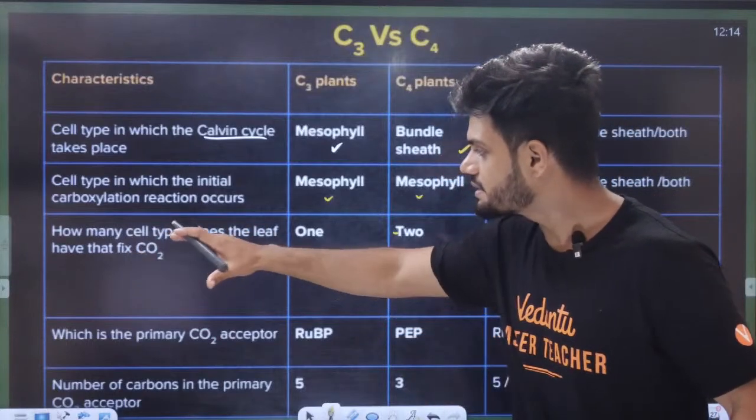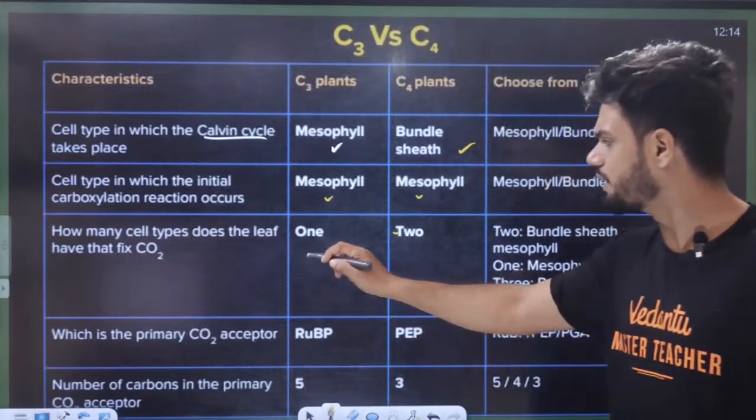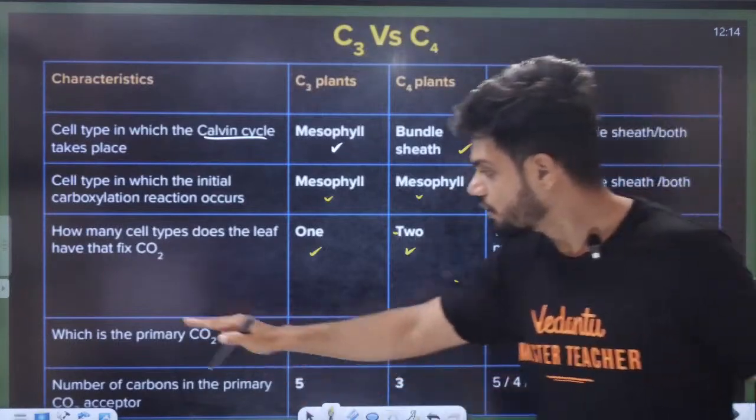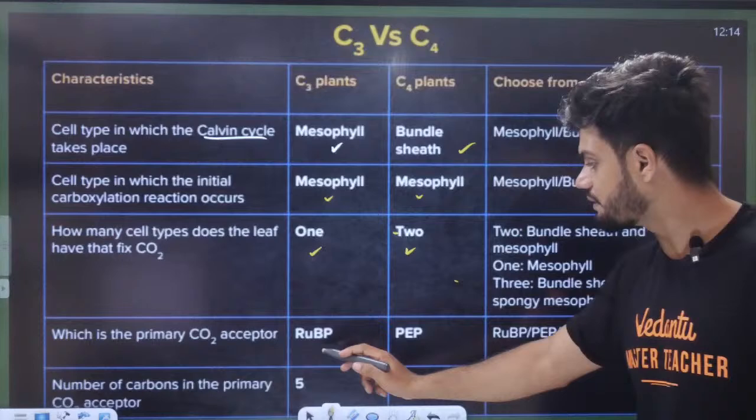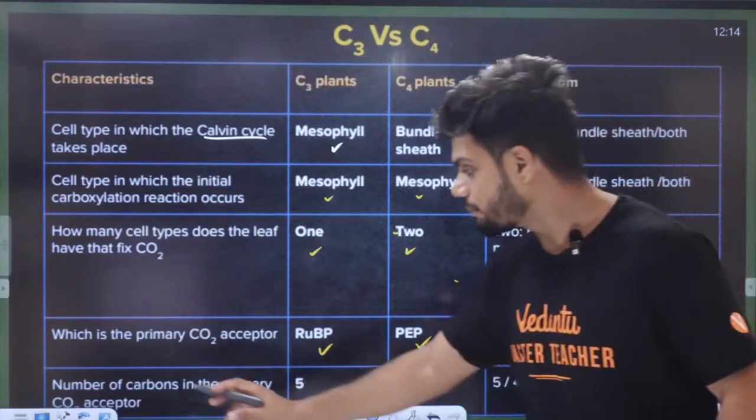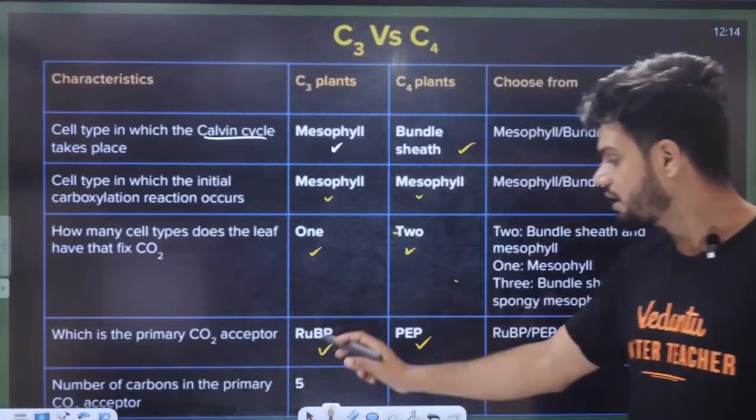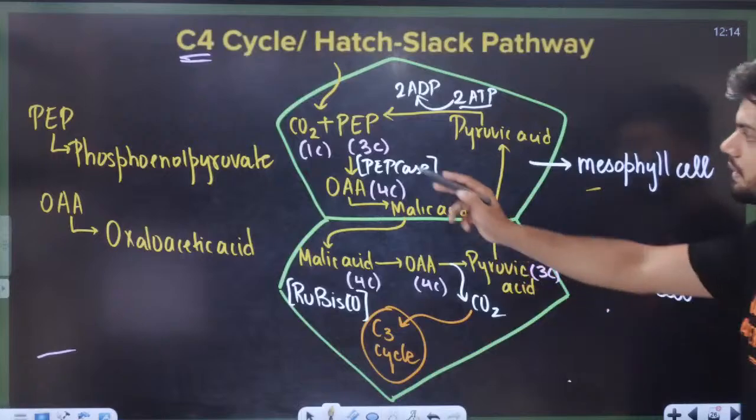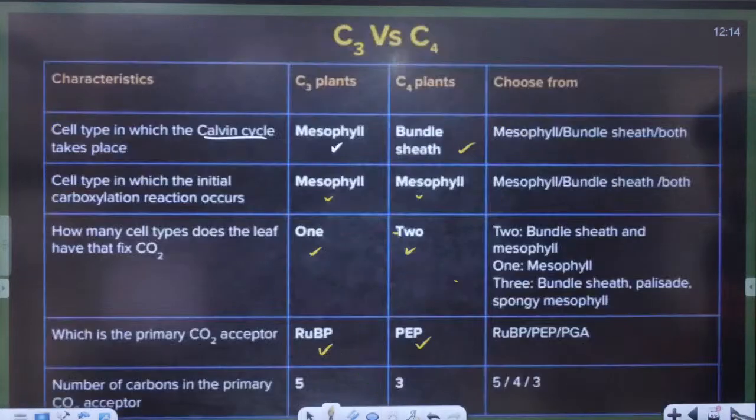How many cell types does the leaf have? Here only one, here we have two cell types: mesophyll and bundle sheath. Which is the primary CO2 acceptor? Here we have RuBP, here we have phosphoenolpyruvate. Number of carbons in the primary CO2 acceptor? RuBP is 5 carbon. PEP is 3 carbon.